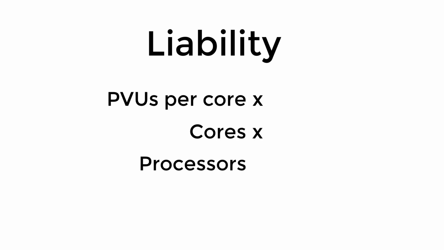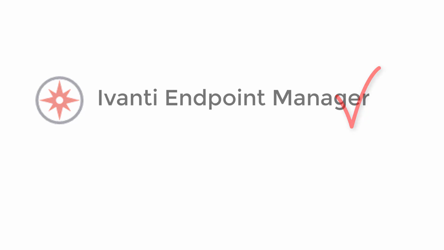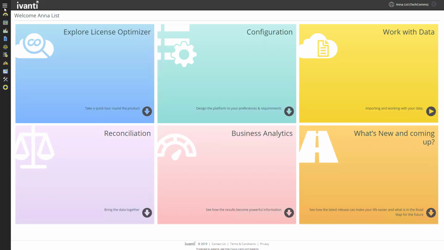Other vendors offer licenses based on the number of processor cores, irrespective of the specific processor, so you don't need to capture quite as much information. Ivanti Endpoint Manager usually does a very good job of discovering the required hardware information, so if you're using that to get your data into License Optimizer, then you're probably okay. But it's worth checking that this information is being captured. Let me show you a quick way of doing this.